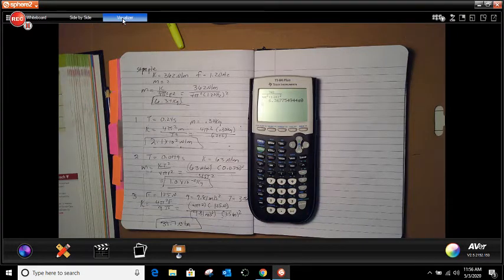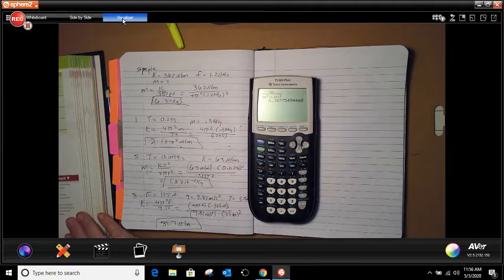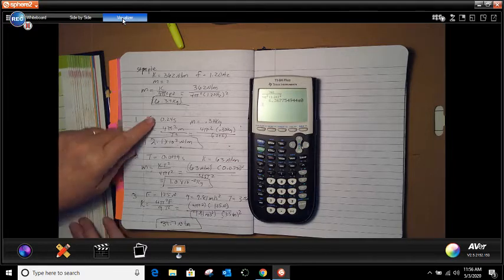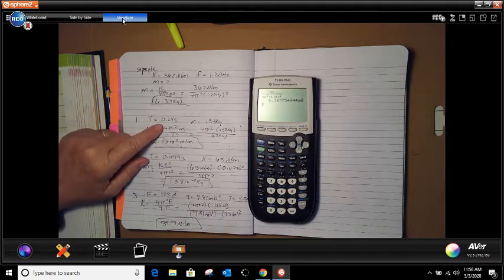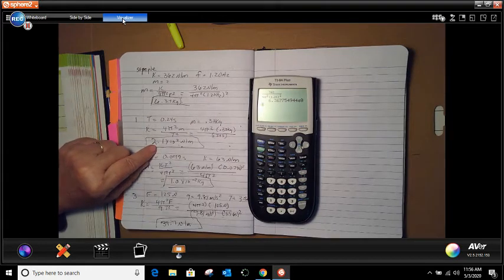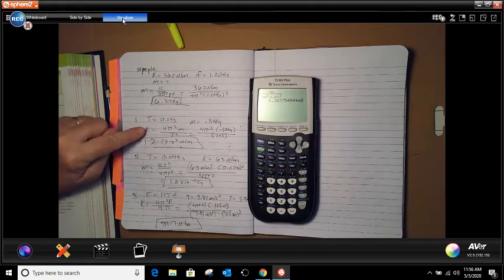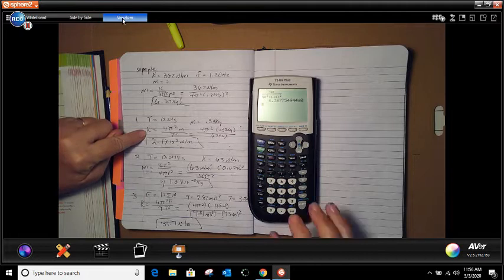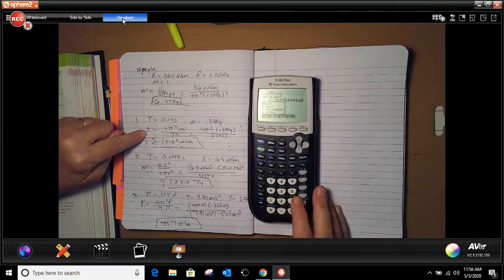Question number 1 says, a mass of 0.30 kilograms is attached to a spring and is set into motion with a period of 0.24 seconds. What is the spring constant of the spring? So we have our 0.24 seconds, we have our 0.30 kilograms. One thing we're going to do now is find the constant. So we're going to do alpha y inner.